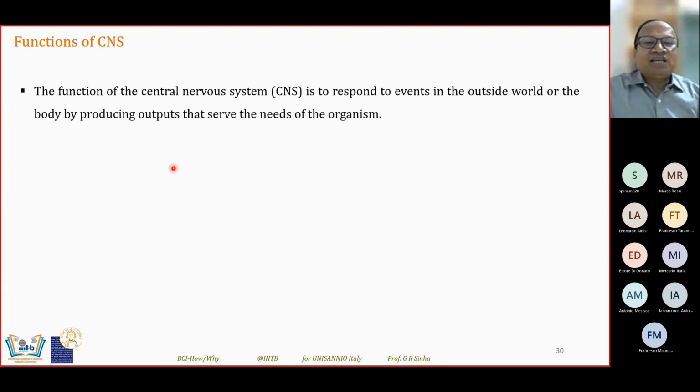So the function of CNS, that is central nervous system, is to respond to events in the outside world or body by producing outputs that serve the needs of the organization. In the next lectures, we'll find there is a very important term called ERP, event related potential. The voltage which is generated also depends on what event.